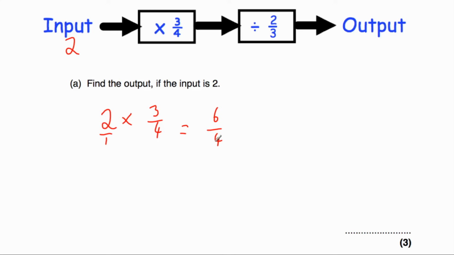So that means that we've got 6/4, and we can cancel this down, dividing both of them by 2 to get 3/2. So that means that we would have 3/2 here. We now need to divide this by 2/3. So that's going to be 3/2 divided by 2/3.